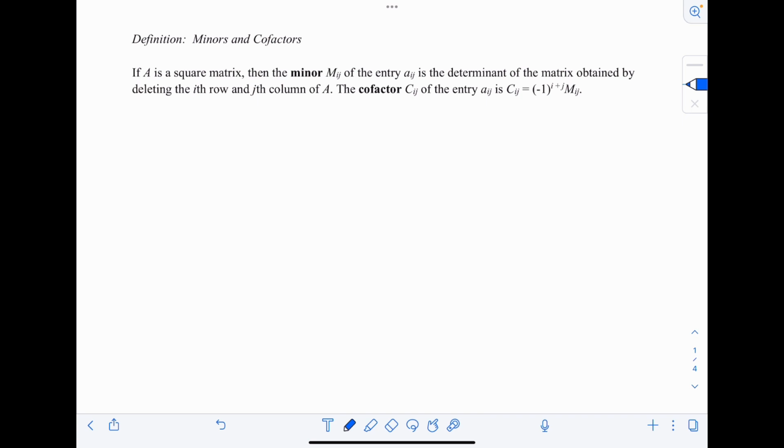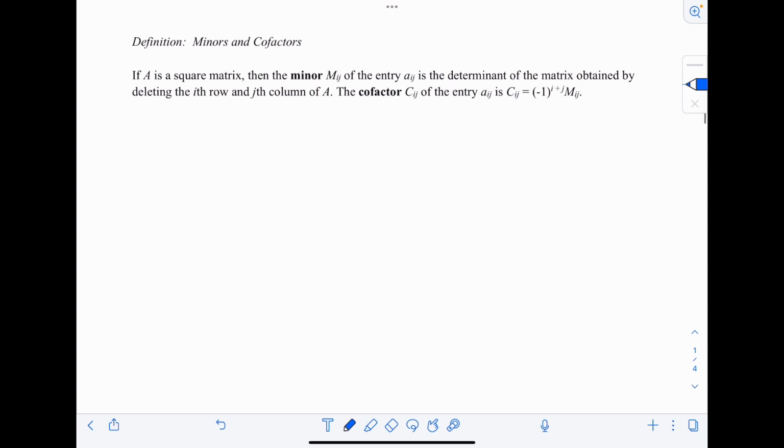And so it says if A is a square matrix, then the minor Mij of the entry Aij is the determinant of the matrix obtained by deleting the ith row and jth column of matrix A. The cofactor Cij of the entry Aij is Cij equals negative 1 to the power of i plus j times the minor, or Mij. Clear as mud. All right, not that difficult actually.